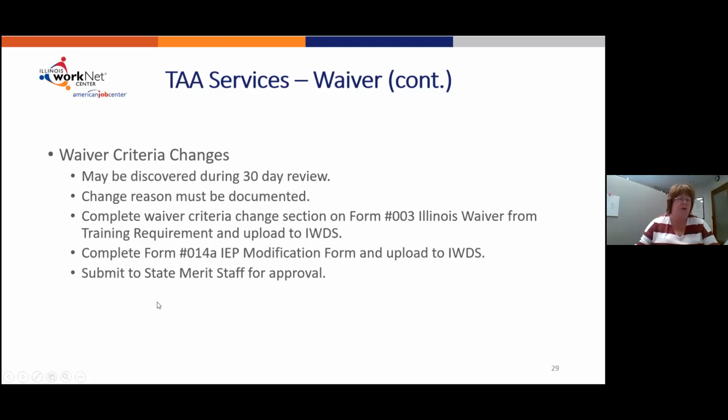There are situations where the waiver criteria changes. You can discover this during a 30-day review. The change reason must be documented if there is one, and you would complete the waiver criteria change section on the waiver form, and you would submit that along with the IEP modification form 14A. You would upload those documents to IWDS, and you would submit it for state merit staff approval for that waiver criteria change.